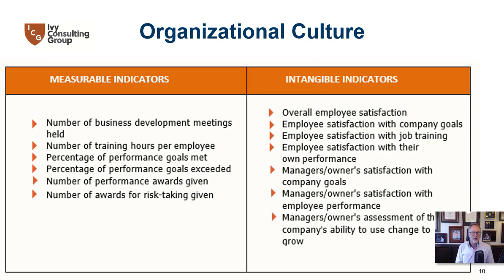And we look at the number of training hours, a percentage of performance goals that they actually meet, the ones that they fail, and what percentage of these goals are well over the minimum goal, where their team just really blew it out of the water, and how many performance awards are given. What happens whenever there's a risk taker that fails? How are they even treated?